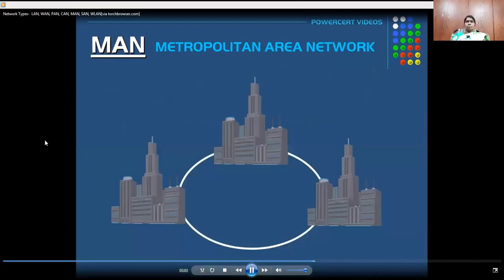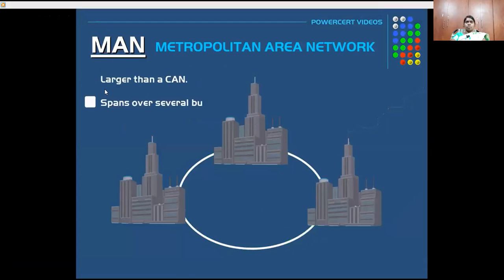And the next network type is a MAN. MAN stands for Metropolitan Area Network. Now this is a larger network than a CAN. It's a network that spans over several buildings in a city or town. MANs are typically connected using a high-speed connection such as fiber optic cable. It's a high-speed network that gives the ability for sharing data and resources within a city.